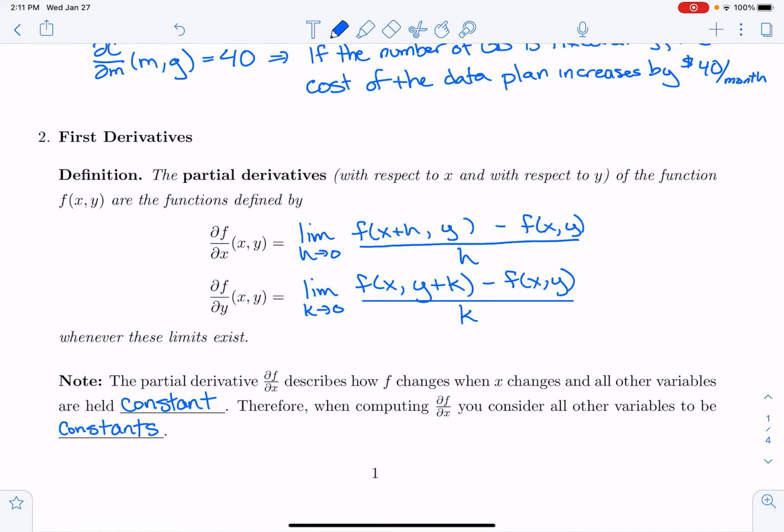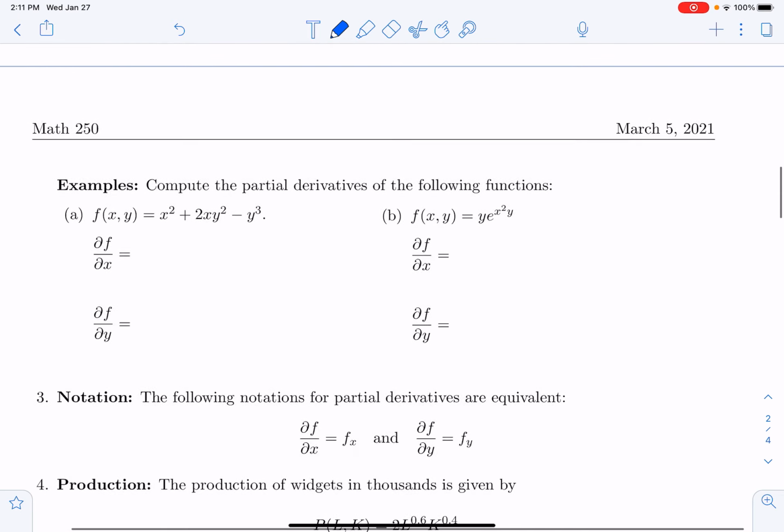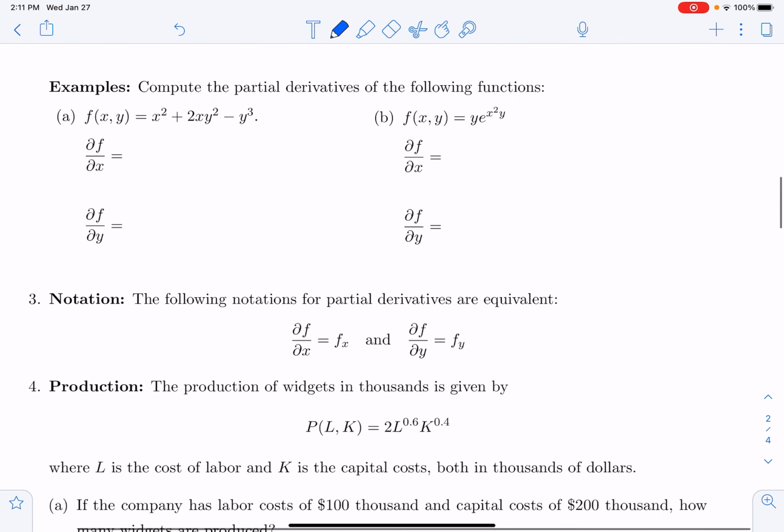So let's look at a couple examples. Okay, so we have a function f of x, y, which is x squared plus 2xy squared minus y cubed. So df/dx in this case, well, x is the variable, so the derivative of x squared is just going to be 2x. And then, what is the derivative of 2xy squared? Well, x is the only variable. What's left is just 2y squared.